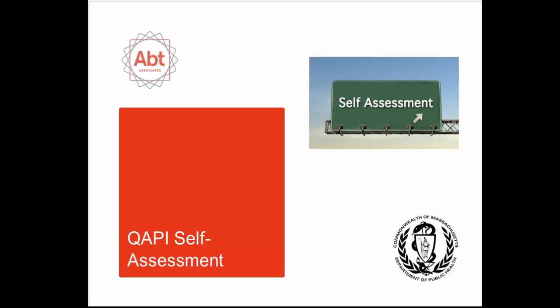The first activity is a QAPI self-assessment. A self-assessment is a critical component of effective QAPI. It represents an opportunity for the facility team to take a good look at the current status of your QAPI program and identify areas in which you're doing well as well as those areas in which you have the opportunity to improve. After all, in order to improve, you must first understand your opportunity to do so.